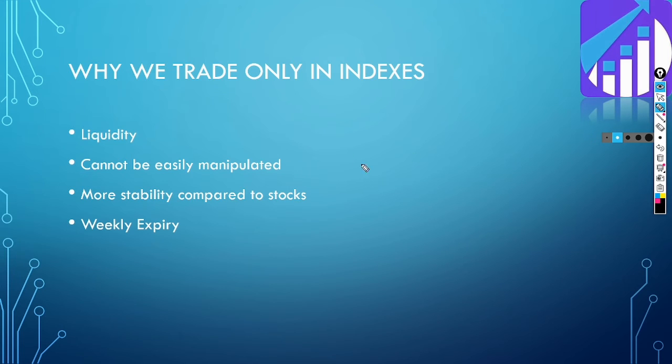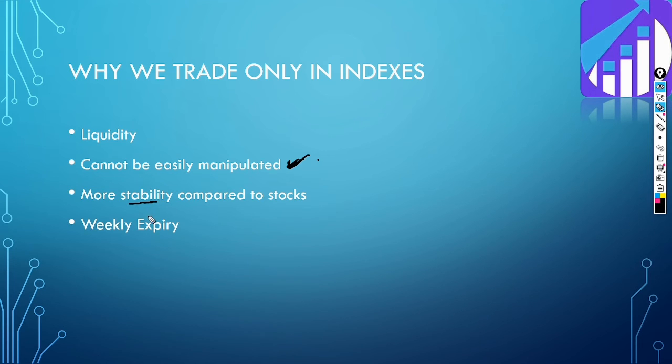Second thing, it cannot be easily manipulated. You have seen many times a stock goes up or down on news or something, but indices will move a maximum of 1-2%. Not like stocks, which can move 10-15% based on manipulation, and someone with a very huge capital can move a stock. But moving an index is very, very difficult. So it cannot be manipulated. That's why we trade there. More stability compared to stock. What do we mean by that? You have seen stocks go up and down 10-15%. Indices cannot move that frequently. 10-15% is very difficult. So indices give more stability.